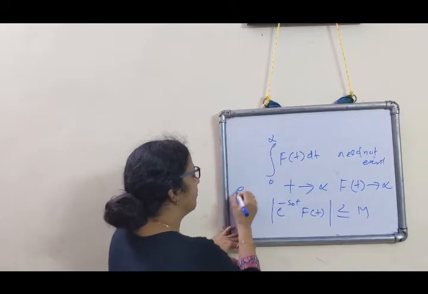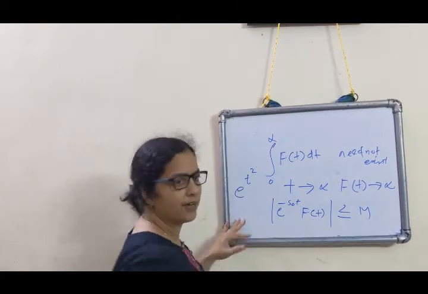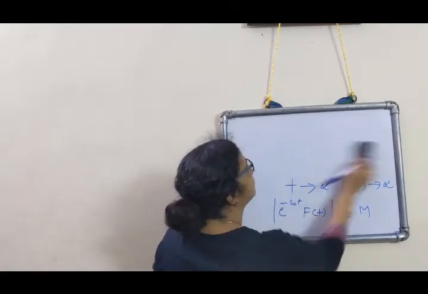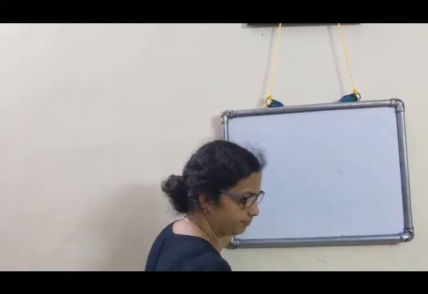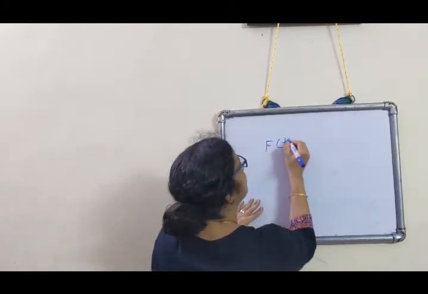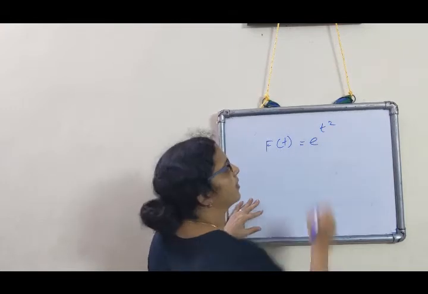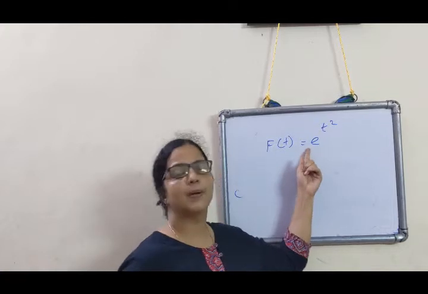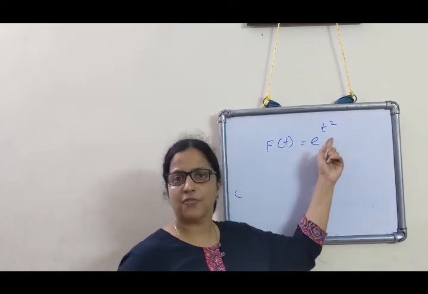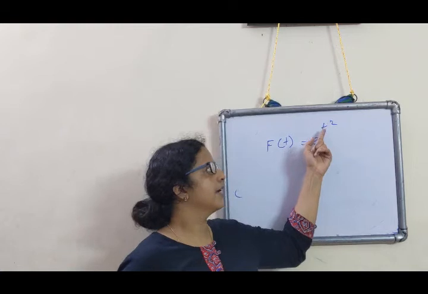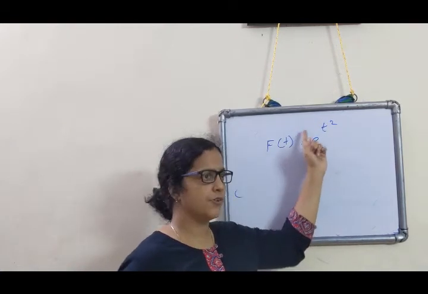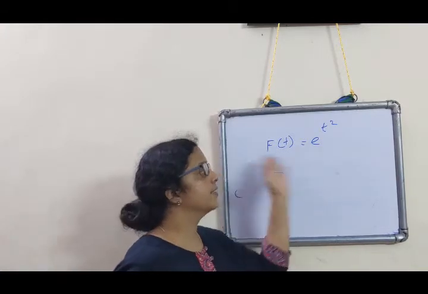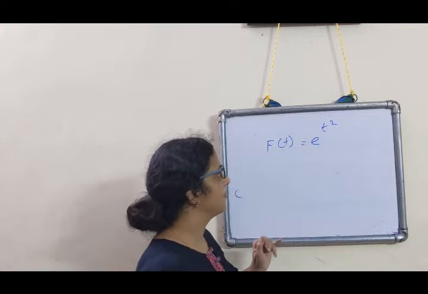For example, if you are considering a function f of t equal to e raised to t square, this function does not obey the above condition. Therefore, for functions of this form, e raised to t square, e raised to x square, the Laplace transform does not exist.